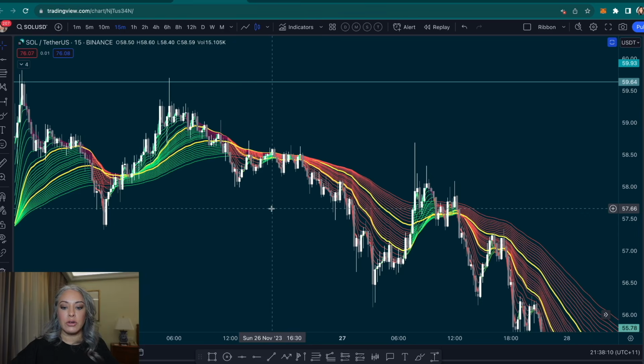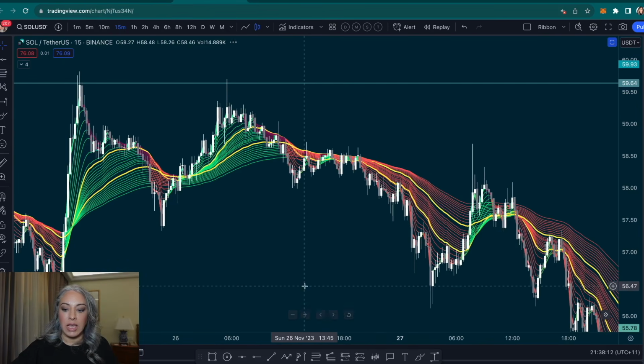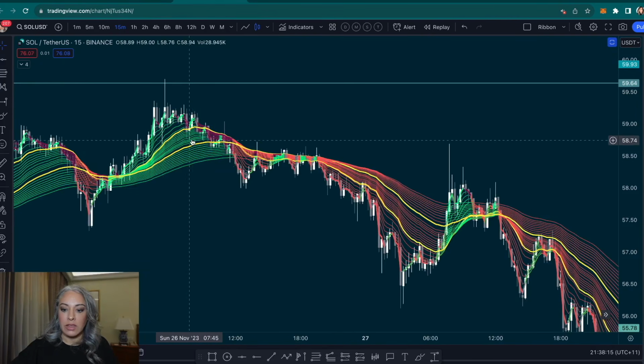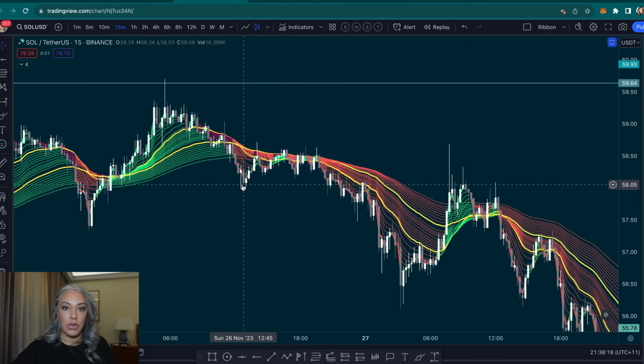Now let's look at this for a short position. So using this one here, we can see here that price was in the green zone, broke below, turned red, came back to retest the top yellow EMA in this case. So any of these candles here, you could have opened a short position.